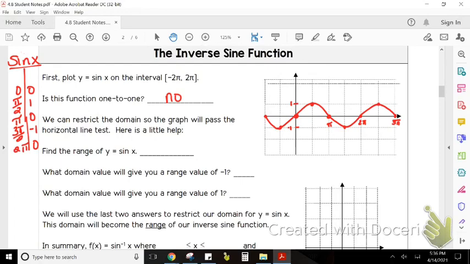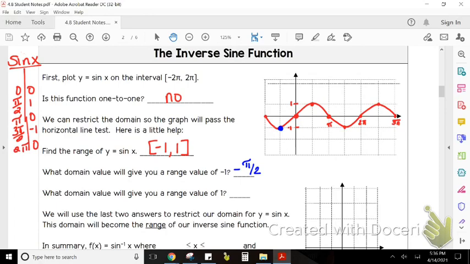Here's a little help. It says find the range of y equals sine of x. So we can see that it goes down to negative 1 and it goes up to positive 1. So the range was negative 1 to 1. Now I want to know what domain value or what x value will give us the range of negative 1. I want the one that is closest to 0. And so for that, we're going to back up one block here. This one is closer than this one, so we're going to use the one on the left there. And since it's over one block, that's left pi over 2. So we're going to say it's at negative pi over 2.